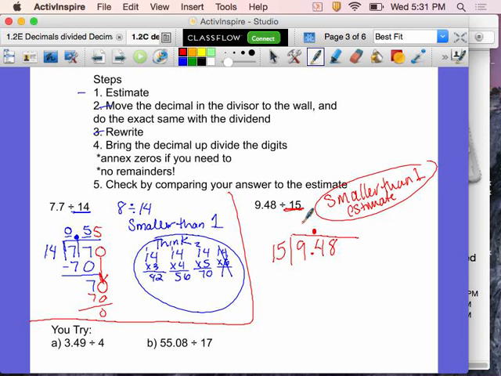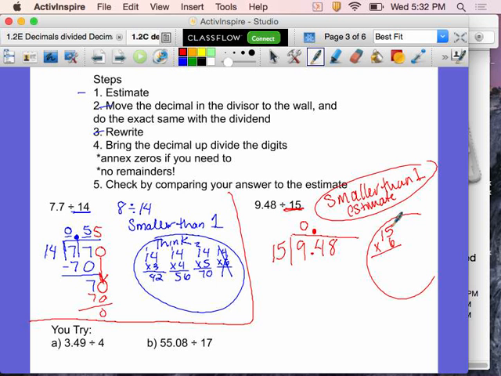15 into 9 is not going to work, so put your placeholder there. 15 into 94, that will work, but I don't know exactly how. So again, off to the side, do a little scratch work. So 15 times, I don't know. Well, I know 15 and 15 is 30, and 30 goes into 93 times. So I'm going to try 6.